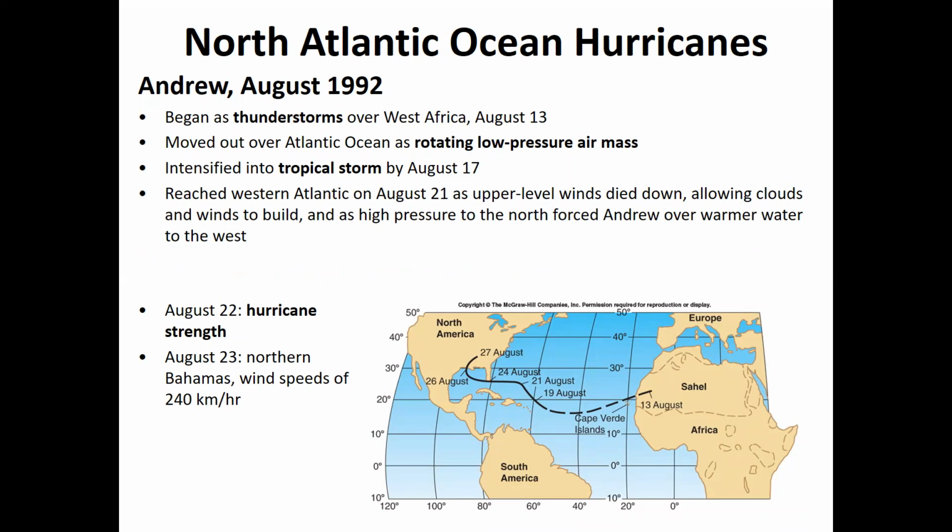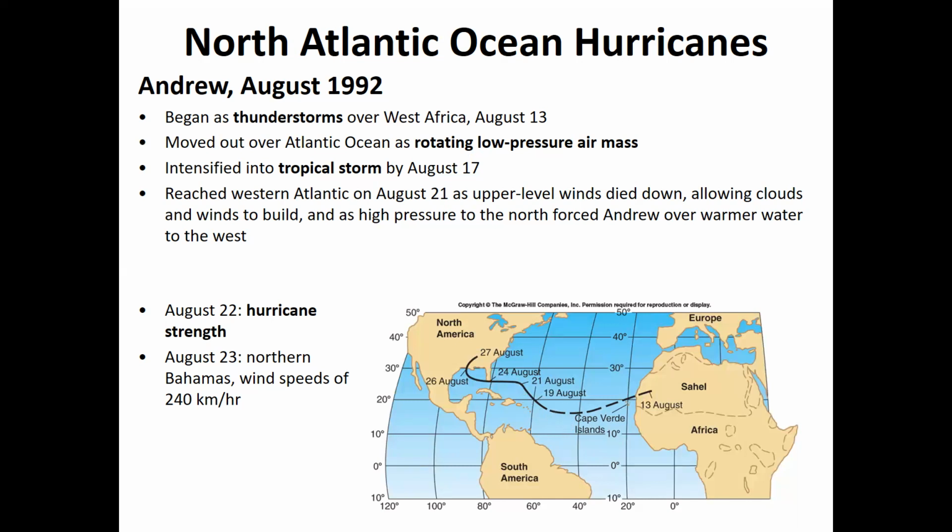An example of such a storm was Hurricane Andrew in 1992. It began as a thunderstorm over West Africa, August 13th. It moved out over the Atlantic Ocean as a rotating low pressure air mass. So here's just a thunderstorm. There's a low pressure air mass. It intensified into a tropical storm by August 17th and reached the Western Atlantic on August 21st.